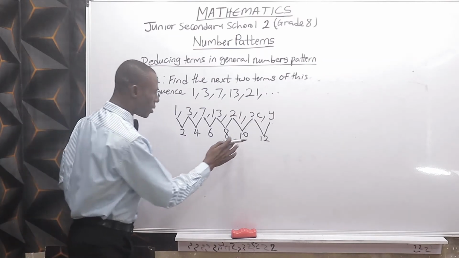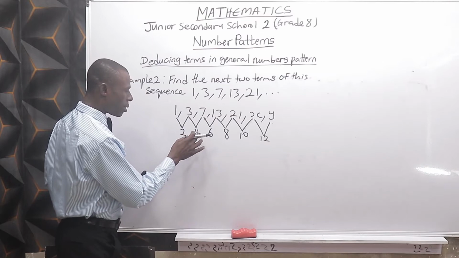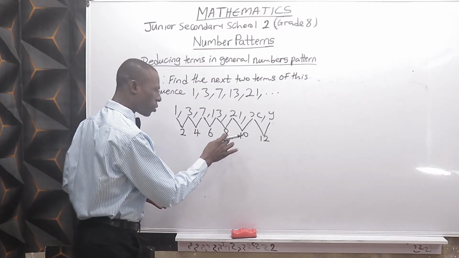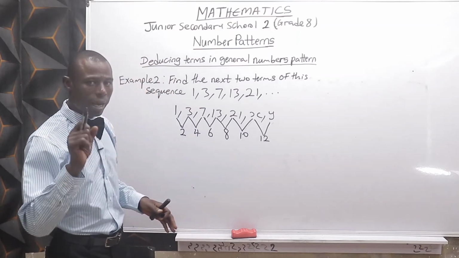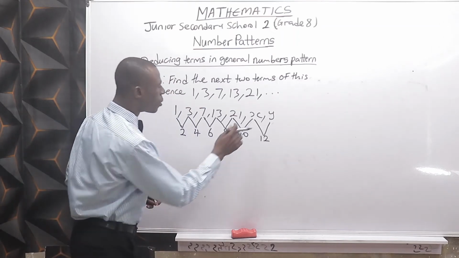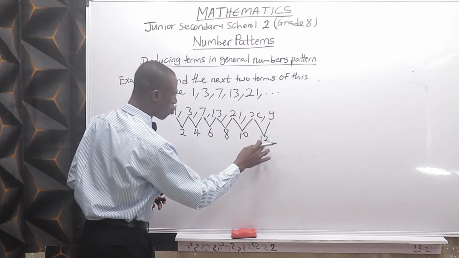So if you know that it is a sequence of even numbers, you have seen the first, the second, the third, the fourth. Definitely the fifth and the sixth cannot be an exception. So that is why you conclude that this will be 10, this will be 12.